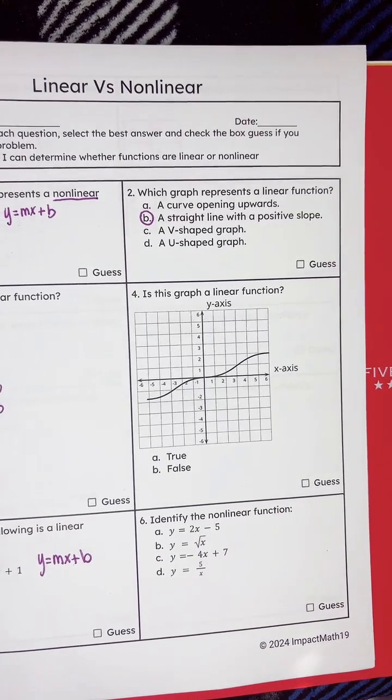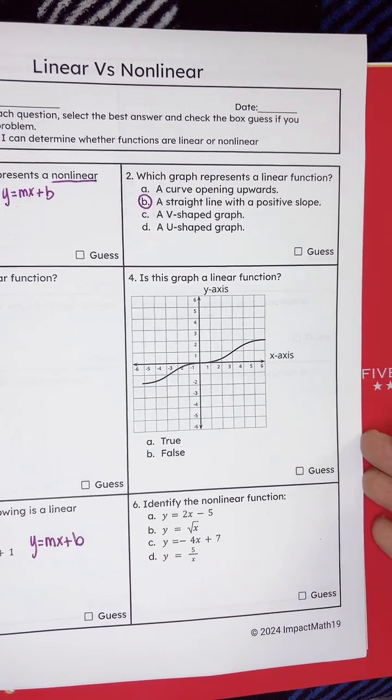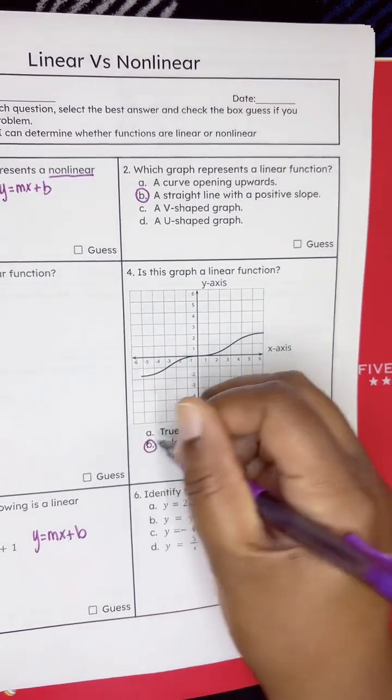Number 4, is this graph a linear function? True or false? False. Good. It is a false. Yes, this is false. Perfect.